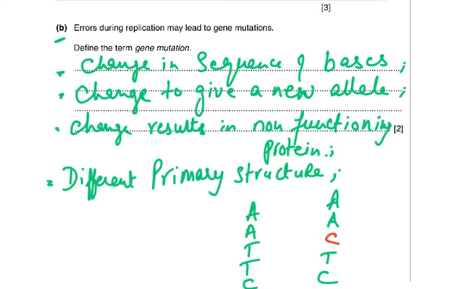Define the term gene mutation, because there's another thing called chromosome mutation, where an extra chromosome is present. So: a change in the sequence of bases, a change to give a new allele. Allele means an alternative form of a gene, like you have normal hemoglobin and then sickle cell hemoglobin. Change results in a non-functioning protein; the hemoglobin molecule is not going to function properly. This results in a different primary structure. Why? Because the sequence of bases has changed, so that results in a changed amino acid and a different primary structure.